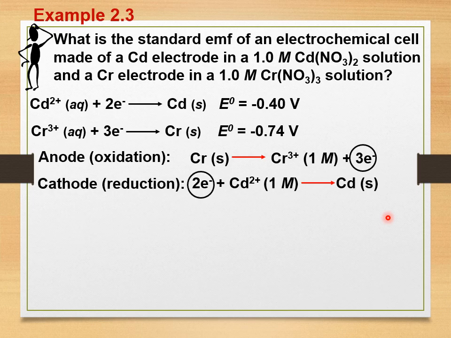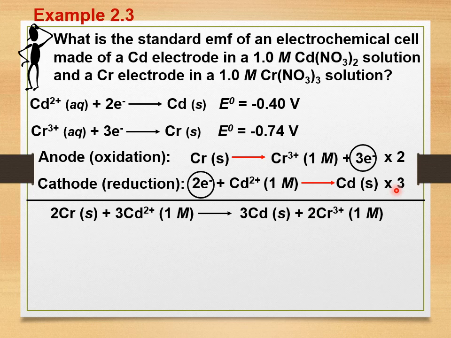So what happens here? Oh, this is 3 electron, this is 2 electron. We have to make it the same amount. So all of this will multiply by 2, all of this will multiply by 3, and you will get 2Cr plus 3Cd2 plus becomes 3Cd plus 2Cr3 plus. So notice that this multiply by 2, we don't have to multiply this one. Multiply by 3, we don't have to multiply this value. This value stays the same.